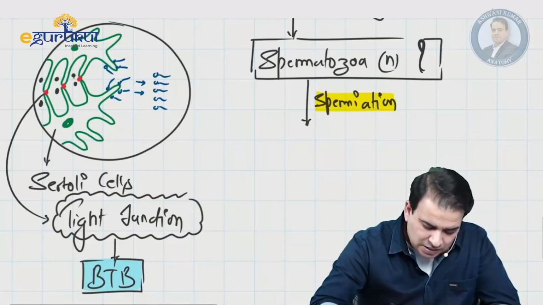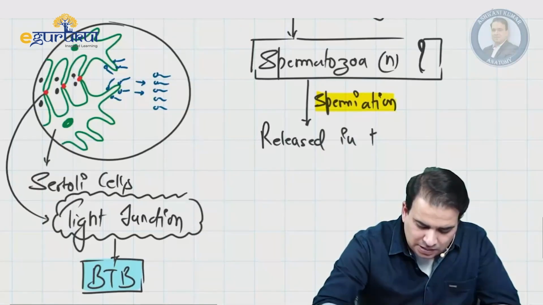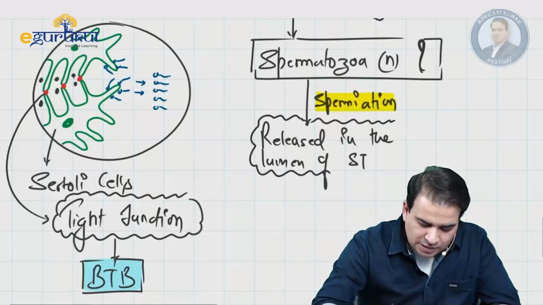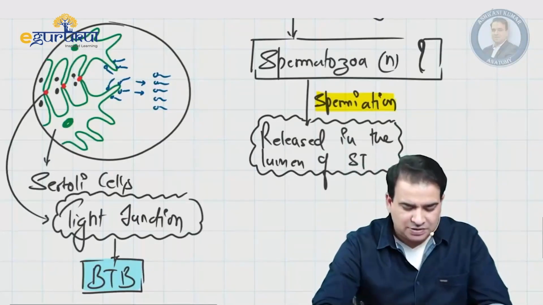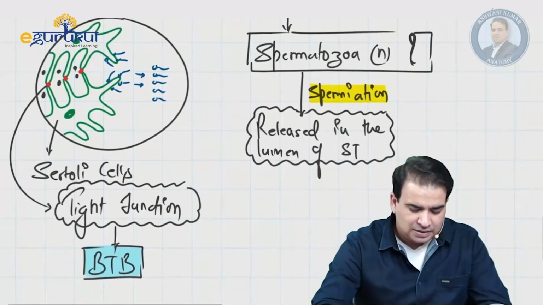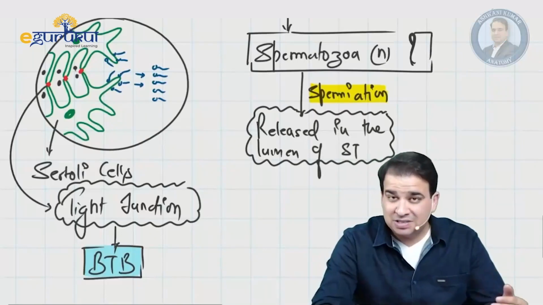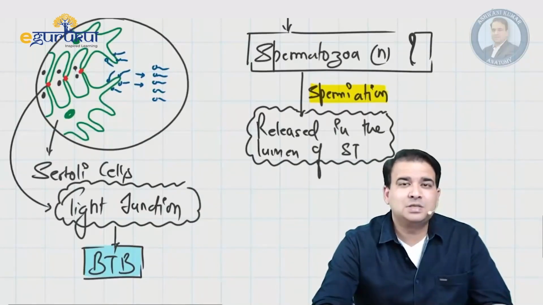Spermiation is when the spermatozoa are released in the lumen of seminiferous tubule. Till now they were present in between the Sertoli cells appendages. Now they are free in the lumen of seminiferous tubule, right? That process is called as spermiation. So we saw that we had this process of spermatogenesis, then we had this spermiogenesis, and now we saw spermiation.